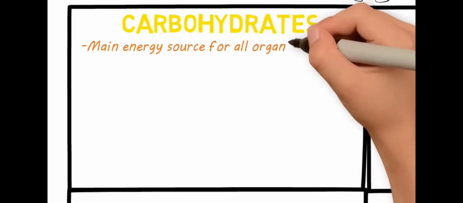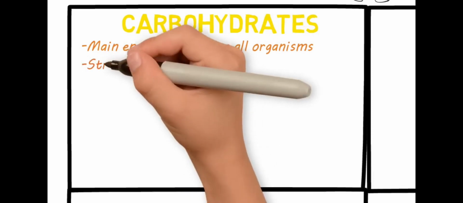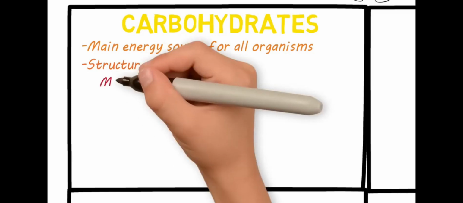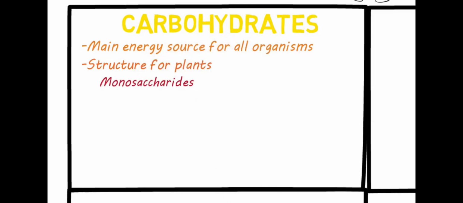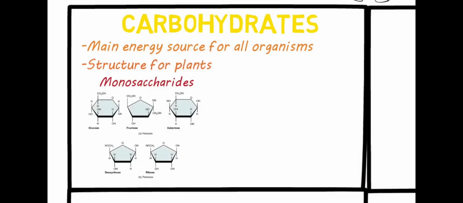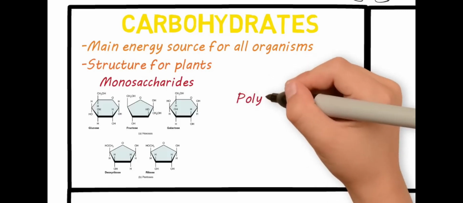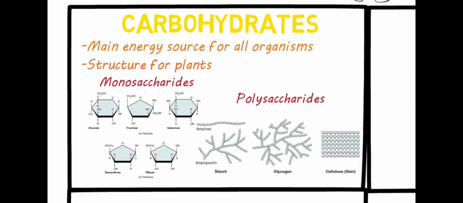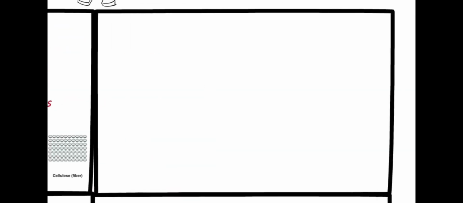Carbohydrates are the main fuel source for most living things, as well as a structural component for many plants. Monomers for carbohydrates are called monosaccharides. Saccharide means sugar, so monosaccharides, one sugar. These are simple sugars like glucose, fructose, and ribose. Then your polymers are called polysaccharides, and they are long chains of monomers or monosaccharides. There's storage carbohydrates like starch in plants and glycogen in animals for energy storage, and then structural like cellulose in plants and chitin in insects.